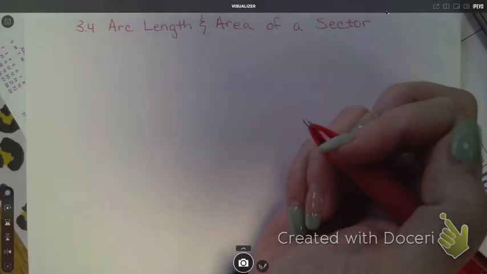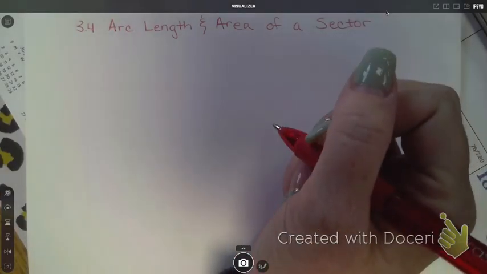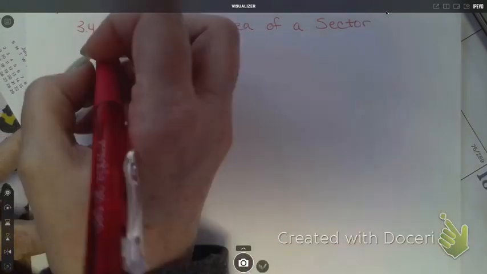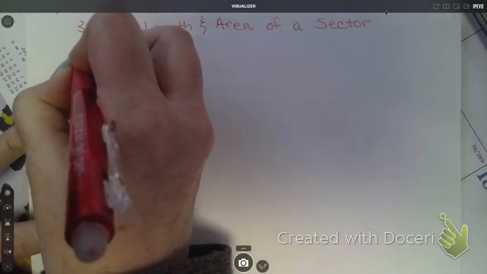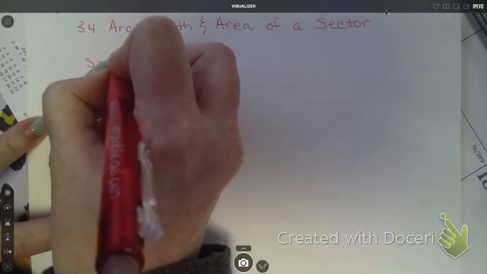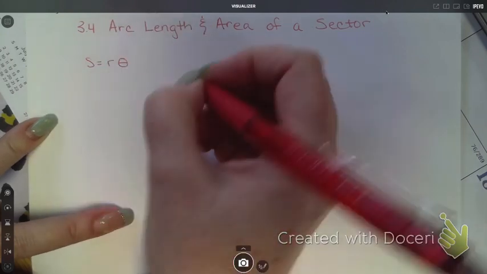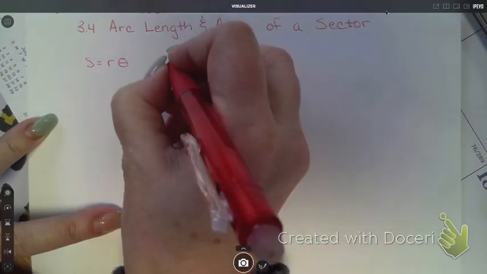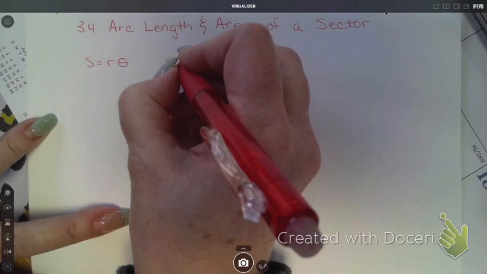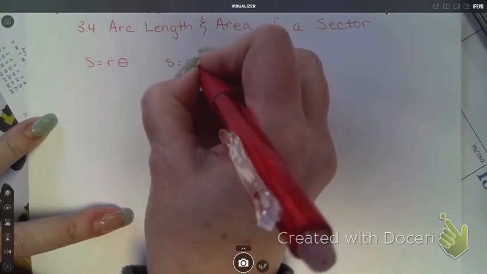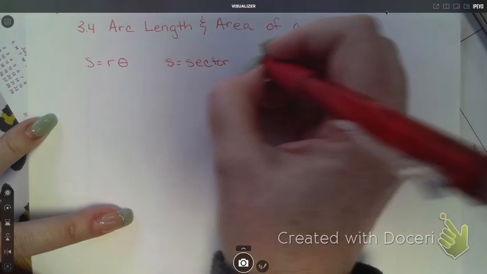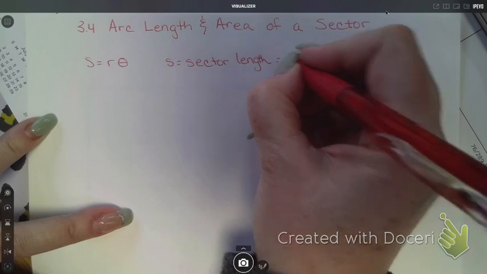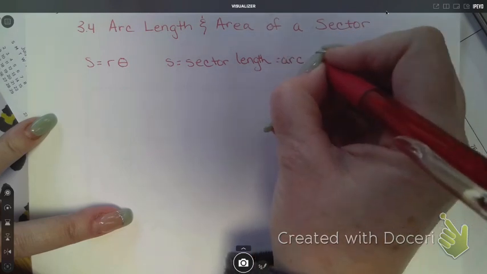Okay, 3/4 arc length and area of a sector. You have done arc length, yes? Yes. Okay, we're going to add area of a sector to it. Arc length, we have S equals R theta. What does S stand for? Sector. Well, it stands for sector length, which is also arc length.